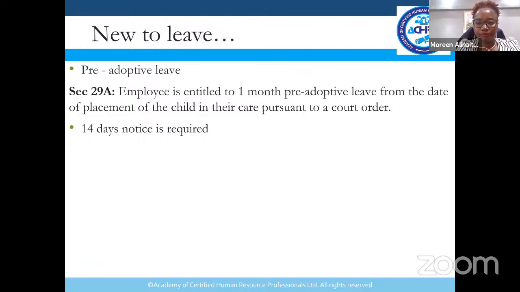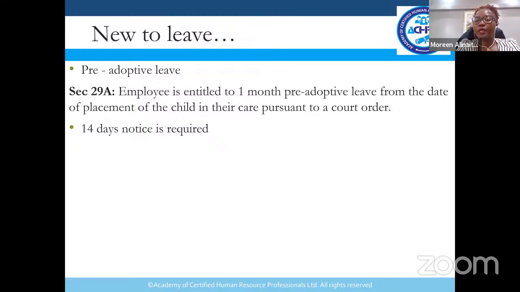What does this mean? In recent times, people have decided to adopt children instead of giving birth, or even other people who have given birth decide to adopt additional children. So the drafters of the law found it fit for people who have adopted a child to spend time with that child, okay? This therefore means that, according to the drafters, they saw it fit for 1 month at least for this child to bond with the new parent.